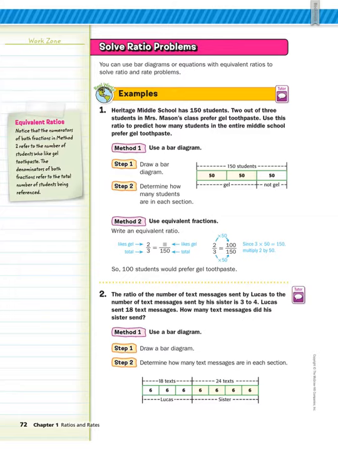Hey guys, this is lesson 1.7. It's the video lesson, and this is ratio and rate problems. You should be watching this if you are absent or if you want extra practice. Also, remember to follow all directions in this video.